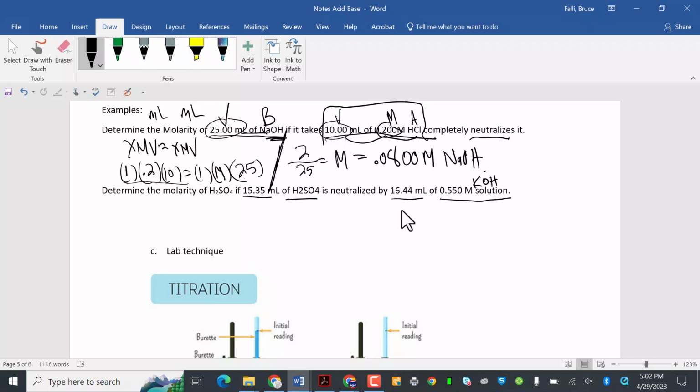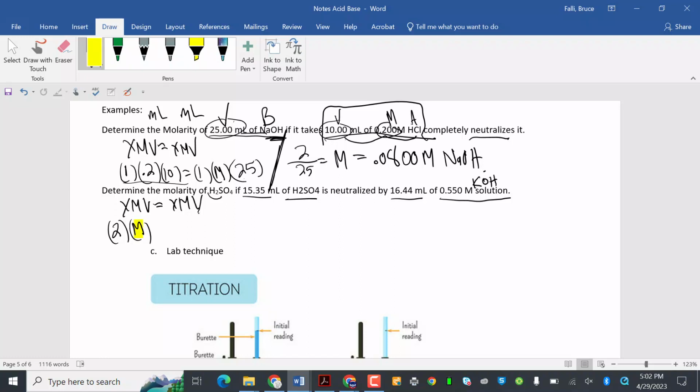So XMV equals XMV. Remember, acid's on the left, base is on the right. How many H's in H2SO4? 2. My X is 2. What's the molarity of my H2SO4? That's what I'm determining, so it's M. So again, just to read that: determine the molarity of H2SO4. That's why M is my unknown.